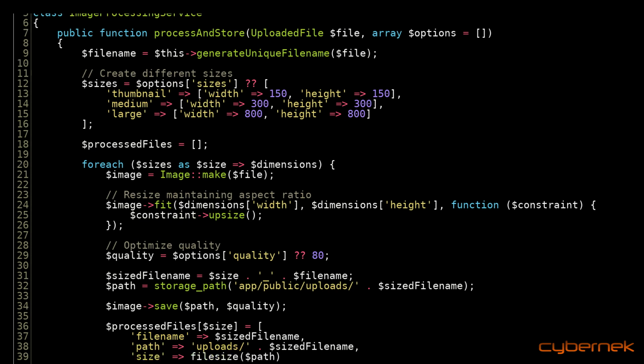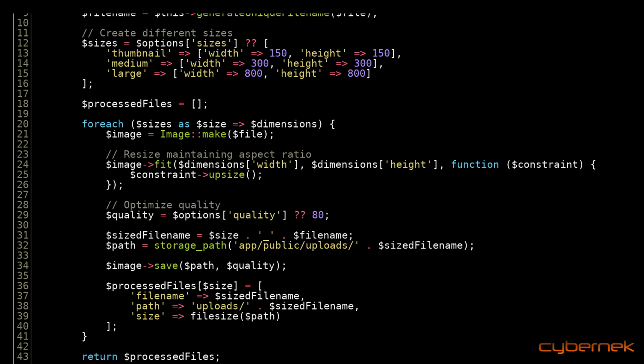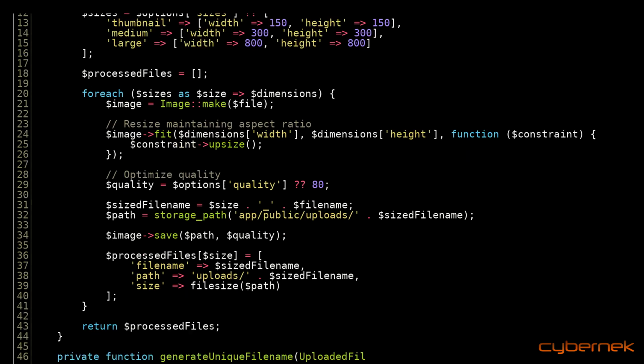The generateUniqueFileName method creates unique names using uniqid, timestamp, and the original file extension.